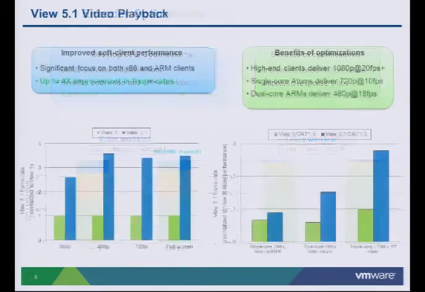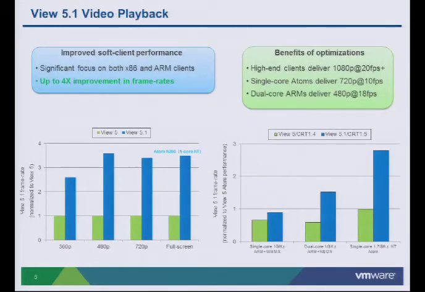So let's switch now from the desktop to the client. In View 5.1, we spent a lot of time optimizing our soft client implementation. We've done this for both x86 and ARM. And I think you'll see that in many cases, especially for high frame rate workloads, there is a very significant uptick in performance, up to a 4x improvement in frame rate compared with previous View releases. And remember, this is exactly the same hardware. All you're doing is upgrading the software bits on your clients.